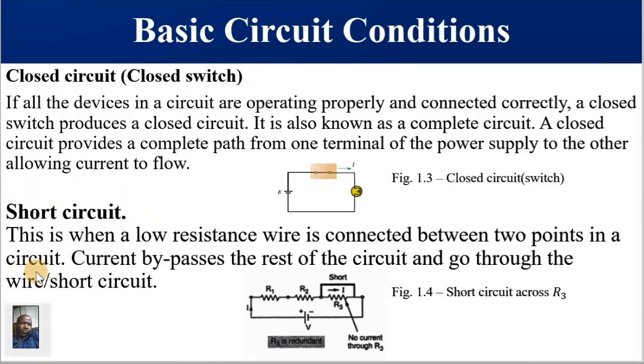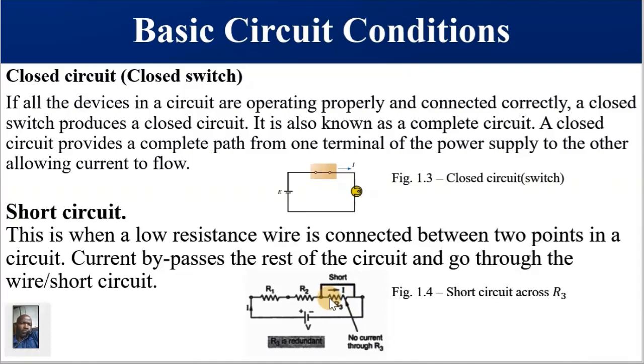It can also result in fire. Let's have a look at our circuit. There is a short circuit across R3, which means our conventional current from the source is going to flow through R1 and R2, but it will not pass through R3. Why? Because it will see an easy path for current through this short circuit. Hence, the current through R3 will be 0.